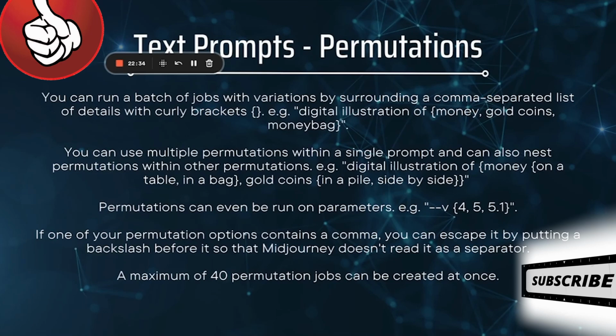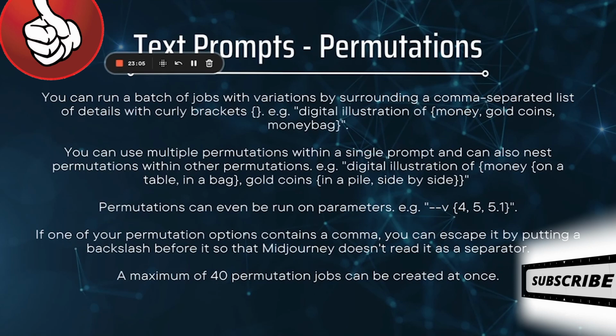You can run a batch of jobs with variations by surrounding a comma-separated list of details with curly brackets. So you can see exactly what I did right there. If you read "digital illustration of," and then we put the bracket, you could use multiple permutations with a single prompt and can also nest permutations within other permutations. As you can see, we put the brackets right in front of money and then on, et cetera, et cetera. You can see it right there.